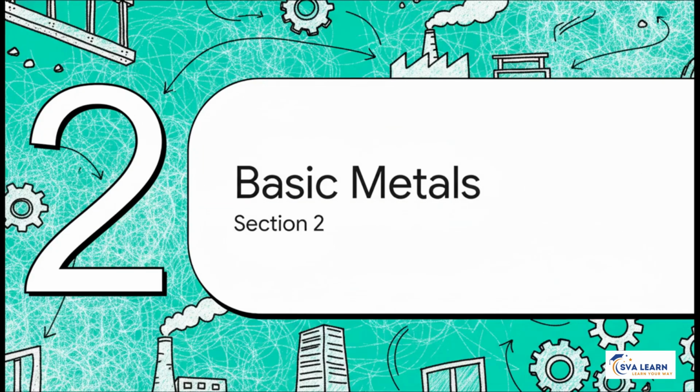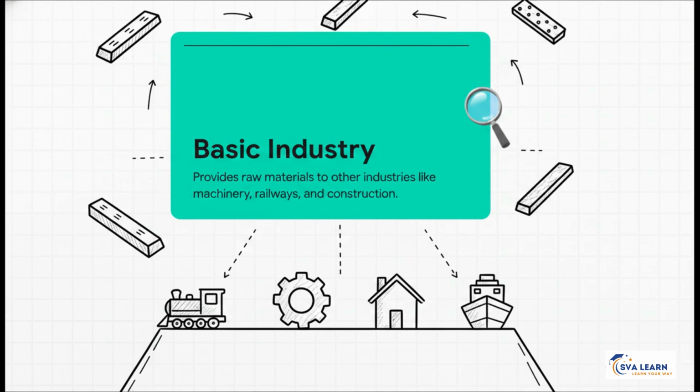Moving right along to Section 2, basic metals, iron and aluminum. So here is a really crucial concept. Iron and steel is known as a basic industry. Make a big star next to this in your notes because it is a massive favorite for 1-mark questions. If an examiner asks why it gets that name, tell them it's because it literally feeds everything else. It provides the raw materials for machinery, railways, shipbuilding, even the construction of the house you're sitting in right now. It's the base of the entire industrial pyramid.